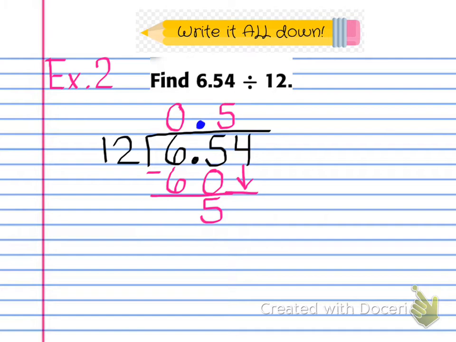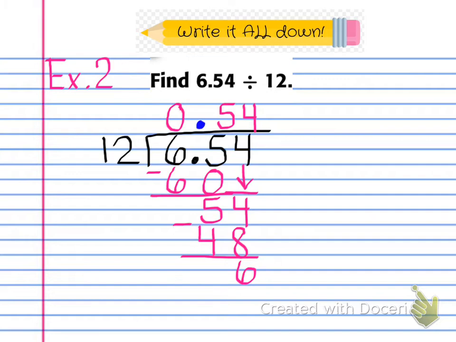Then we're going to go ahead and drop the 4, so then we have 54. Then how many times does 12 go into 54? Well, we know that it's not going to be 5 because 5 gave us 60, so it's probably going to be 4, and 4 gives us 48. 12 times 4 is 48, and then we're left with 6.